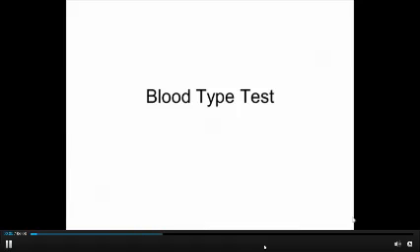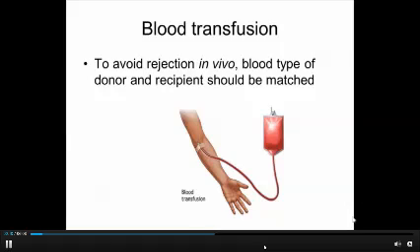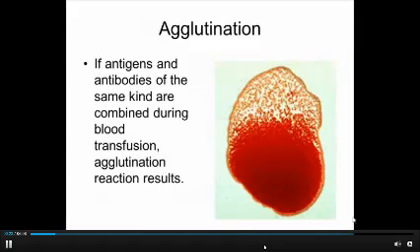Blood types matter because blood is often transfused from one individual to another, and this is an equivalent of an organ transplant, and therefore we need to perfectly match the blood of the donor and blood of the recipient. If there is no match, the antigens on the red blood cells and the antibodies in the plasma will react, forming large clusters, just like you see on this image. These red blood cells will then be destroyed. This is known as agglutination reaction.